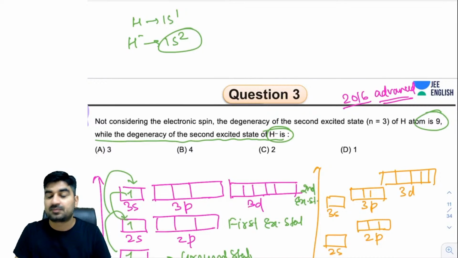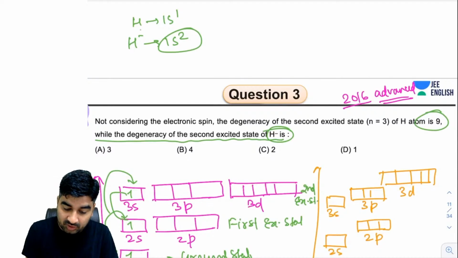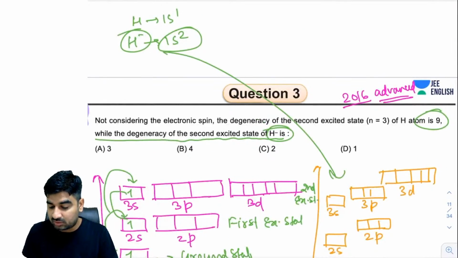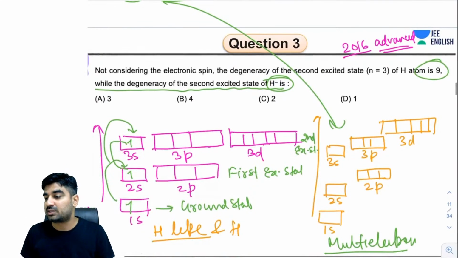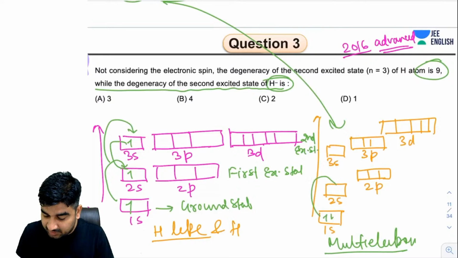Hi Rajesh, is it uni-electronic or multi-electronic? Multi-electronic. Now if I'm talking about H minus, it has become multi-electronic. Now all rules of multi-electronic species will be applied for this. So if an electron is here and it jumps to here, it is the first excited state, and then this is the second.